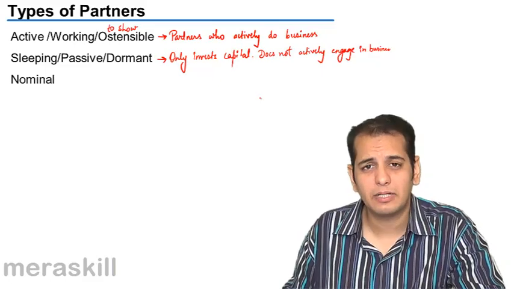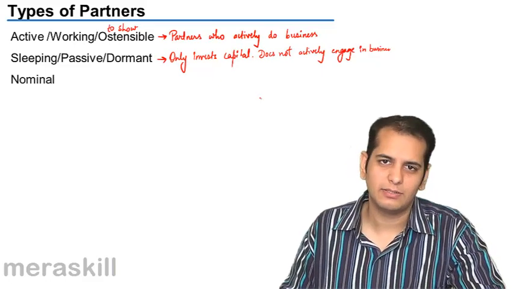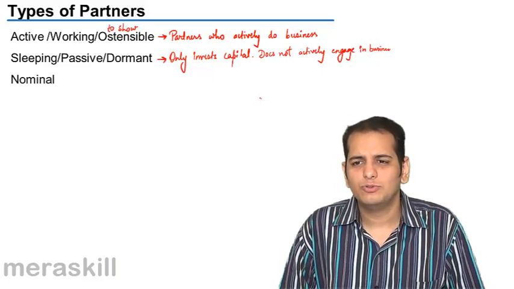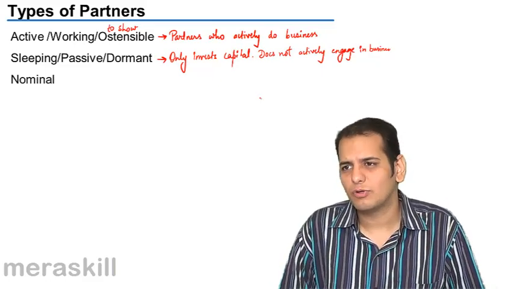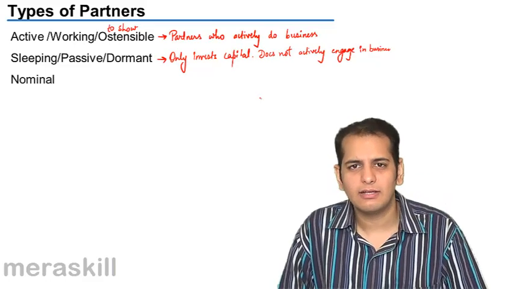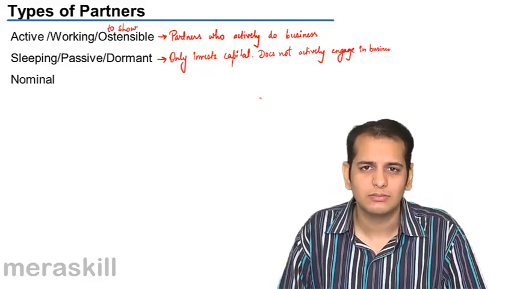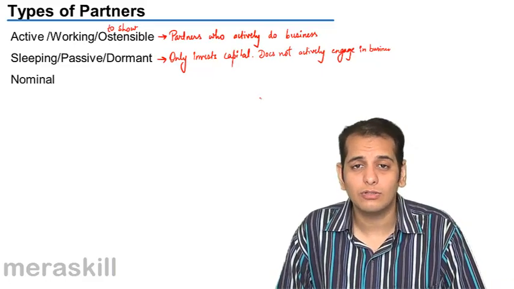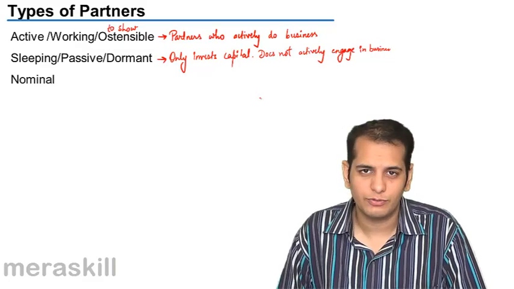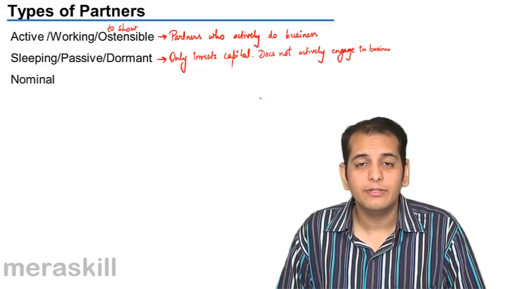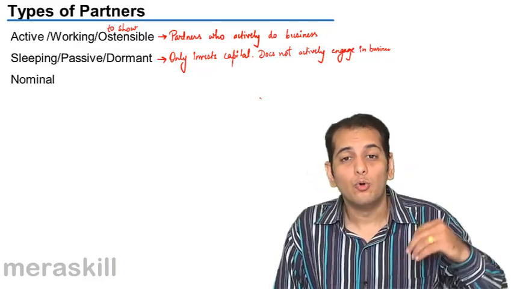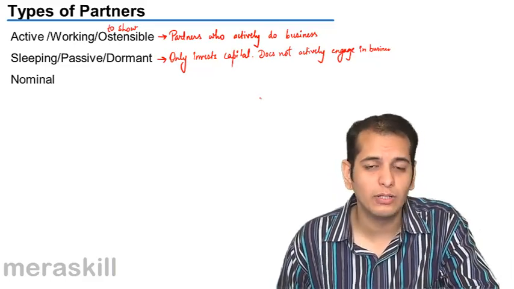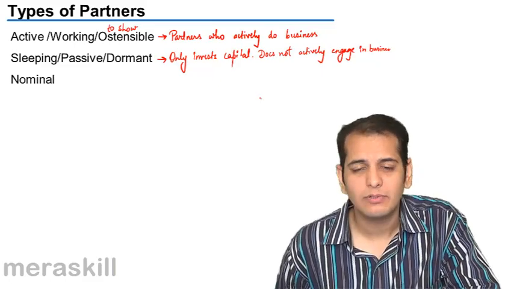The next type of partner is nominal partner. Now, from the word nominal partner, you may assume that he is probably not at the same level as the other partners are. He is just a nominal partner. No, it is on the contrary, the opposite of it. He is the partner who lends his brand, his image, his goodwill, his name to the firm.